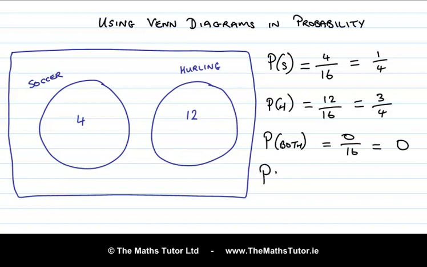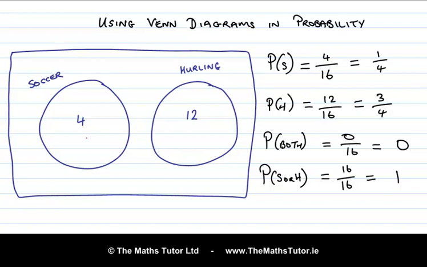What's the probability of picking someone who plays soccer or hurling? Well, we have 4 people who play soccer, 12 who play hurling, so that's 16 out of a total of 16, which is 1. So the probability of picking a soccer player or a hurler is 1, so it's a certainty.